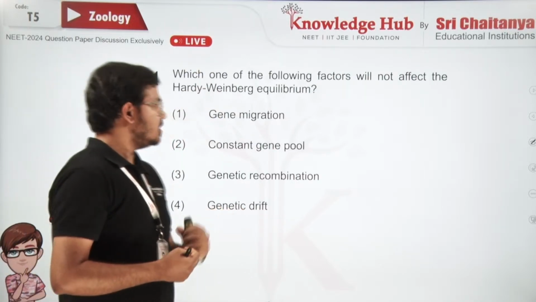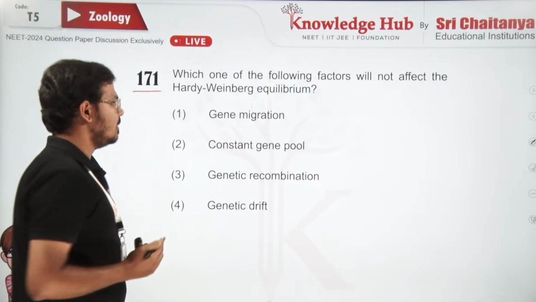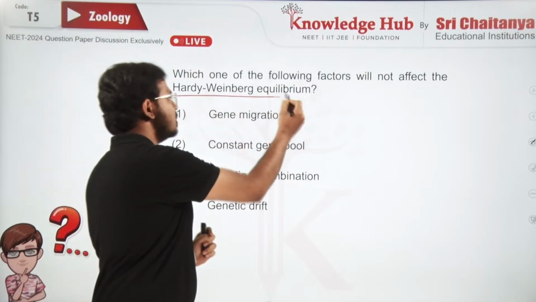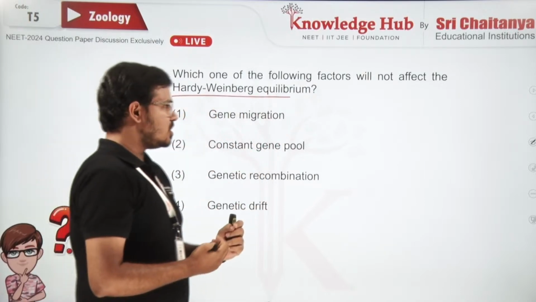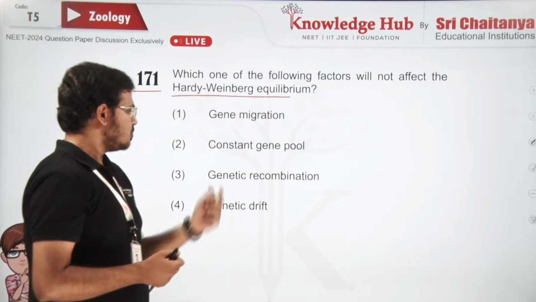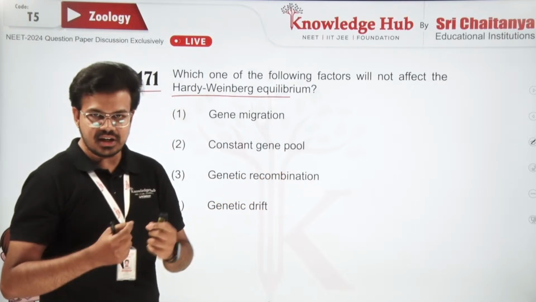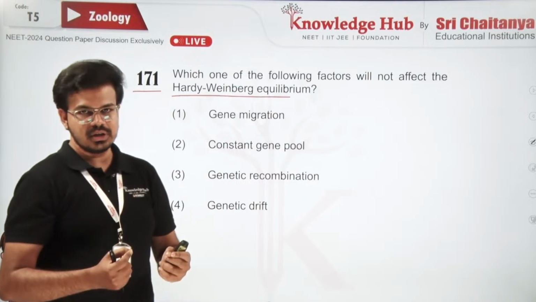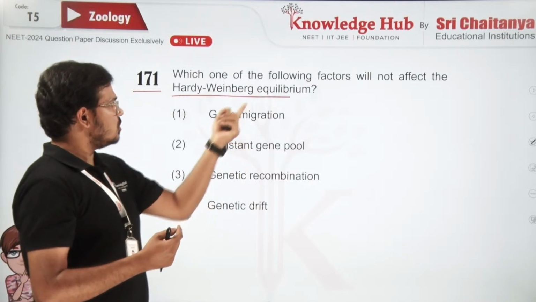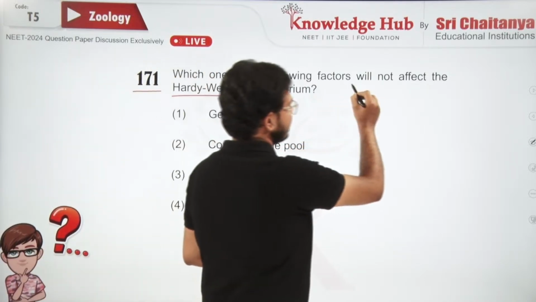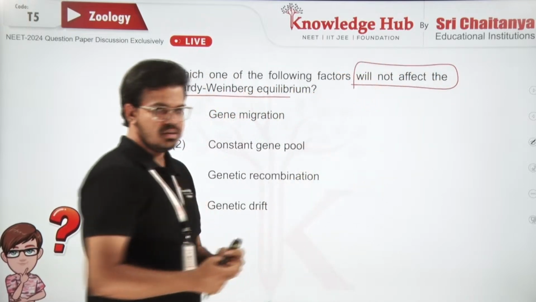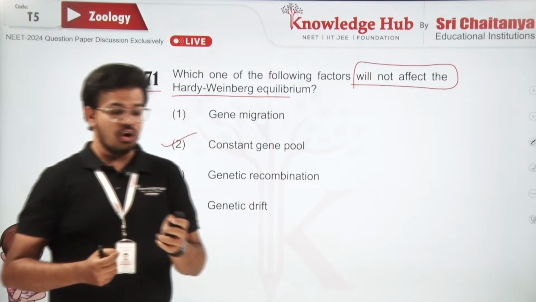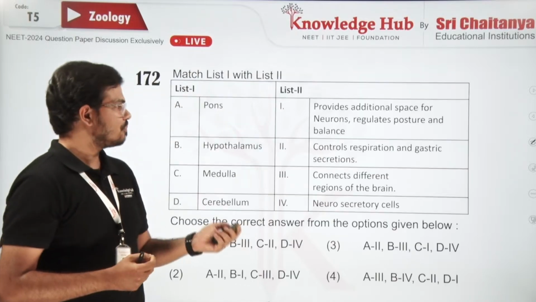Moving to the next question, that is question number 171. Which of the following factors will not affect the Hardy-Weinberg equilibrium? So gene migration is going to affect the Hardy-Weinberg equilibrium. Genetic recombination is going to affect the Hardy-Weinberg equilibrium, and genetic drift is also going to affect the Hardy-Weinberg equilibrium. So, according to the question, which of the following factors will not affect the Hardy-Weinberg equilibrium? So, option 2, constant gene pool. This is also a question from evolution.